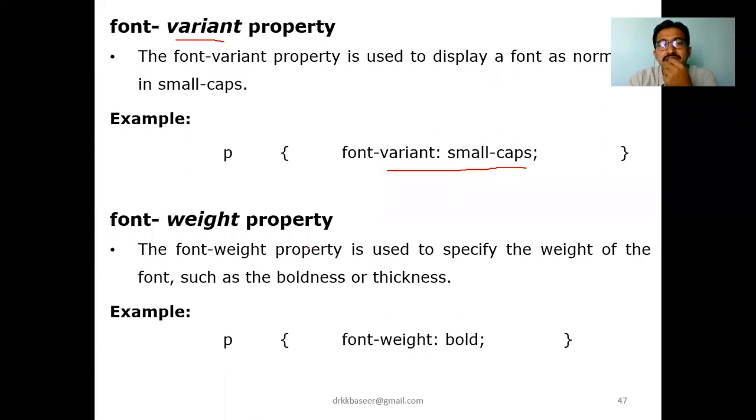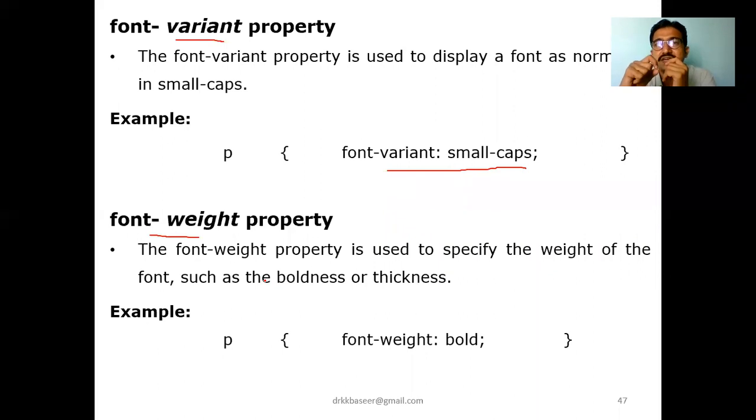Now font weight is the next property. Weight is nothing but how the text looks. Size is different. This font weight means bold, italic, or normal. All such values come under this. It means how thick, how bold it looks. That will be decided by font weight.